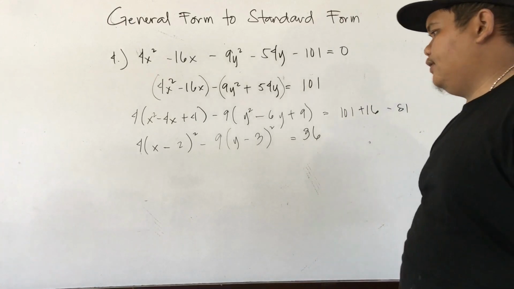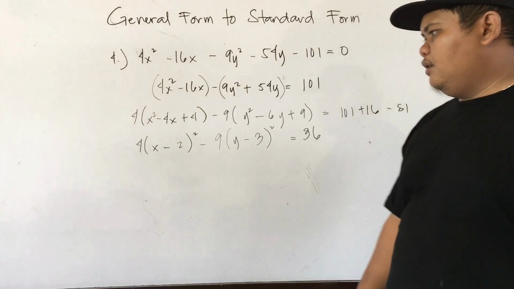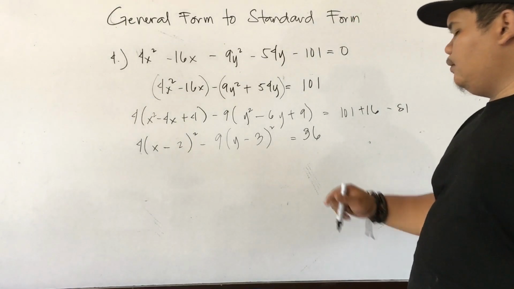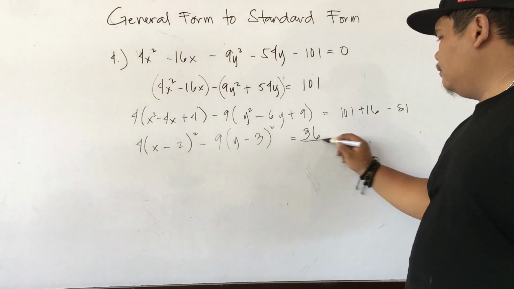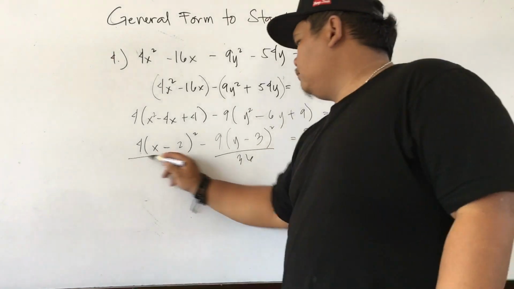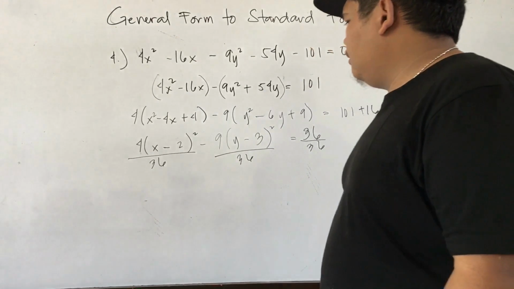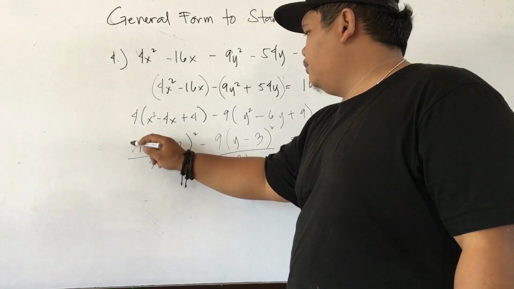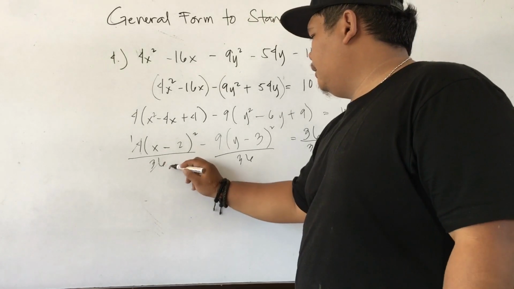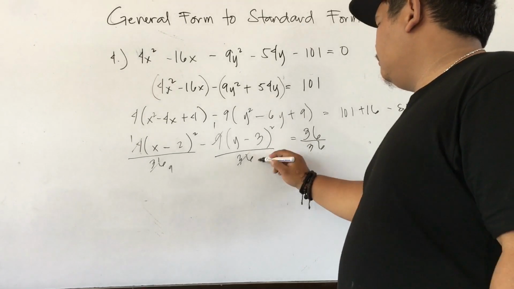Now, to eliminate those coefficients for these variables, we are going to divide both sides by 36. So we're going to divide this into 36. This will be 1, and this will be 9. This will be 1, this will be 4.